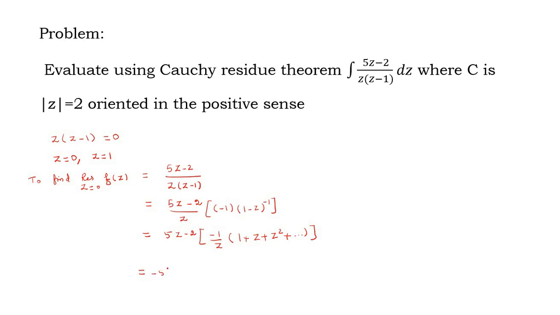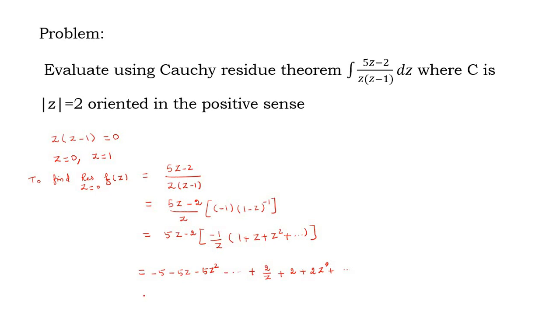minus 5, minus 5z, minus 5z square, minus etc. The second term, minus 2, we put outside, so minus into minus is plus, so 2 by z plus 2 plus 2z plus 2z square etc. So now we find the residue at z equal to 0.